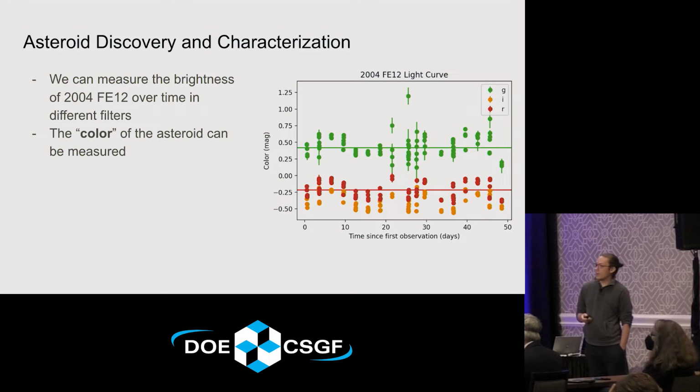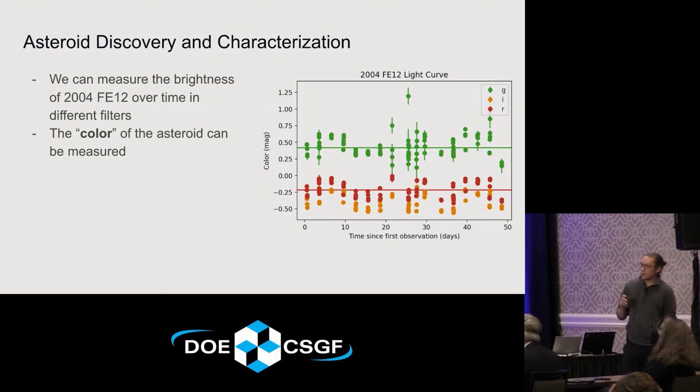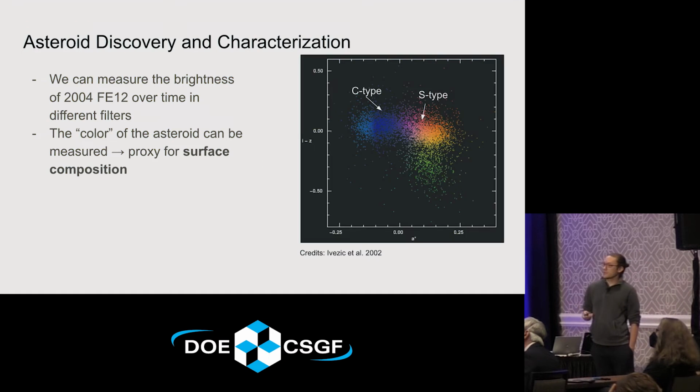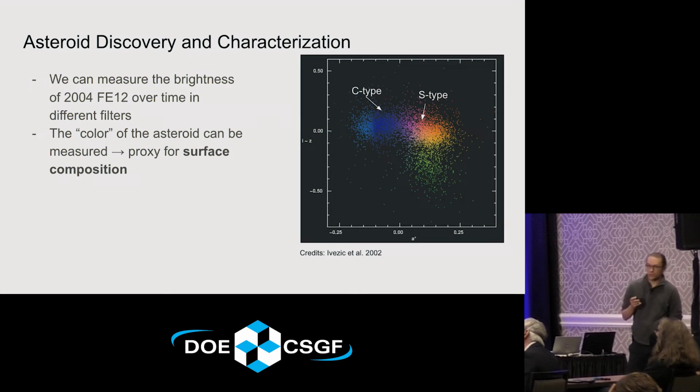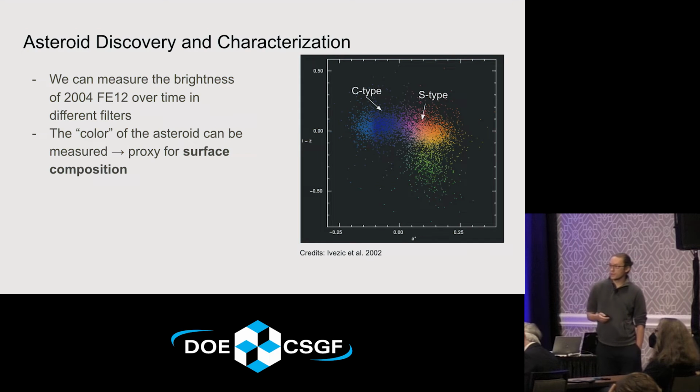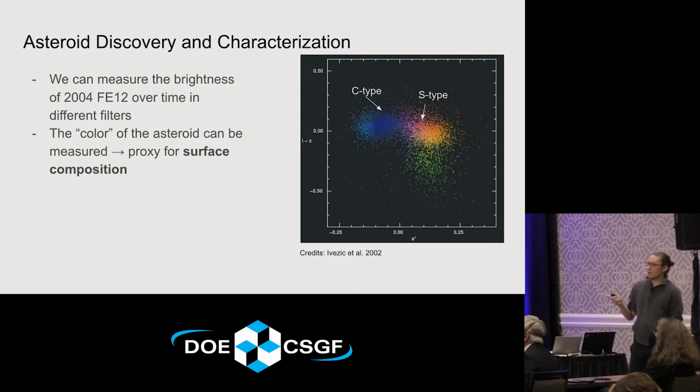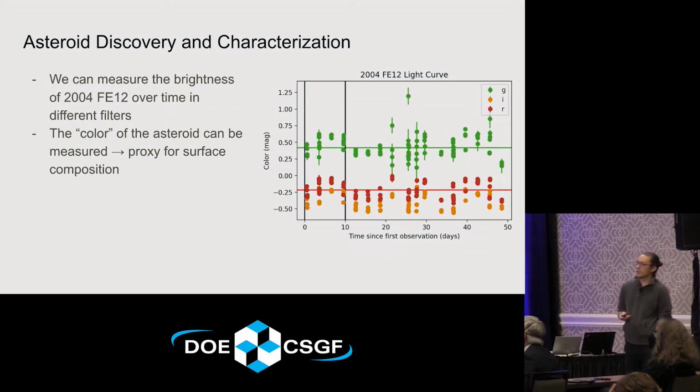And then also, if we correct for that, we can derive what's called the color of the asteroid, which is the difference of the brightness of this object in these different filters. And this color can be used to classify these objects based on their surface properties. So we plan on using these color measurements to measure the surface properties of these 8,000 asteroids.